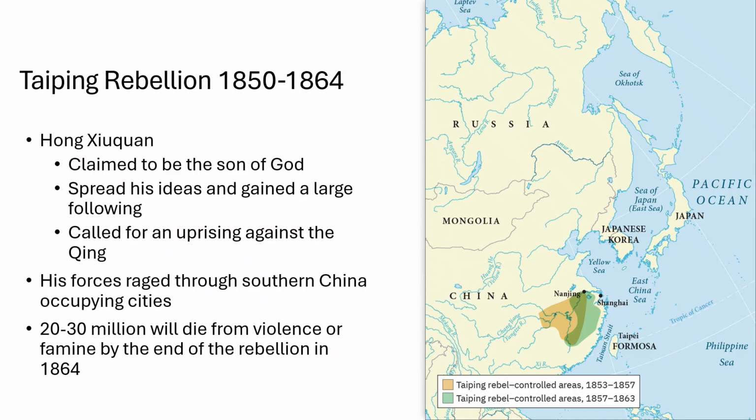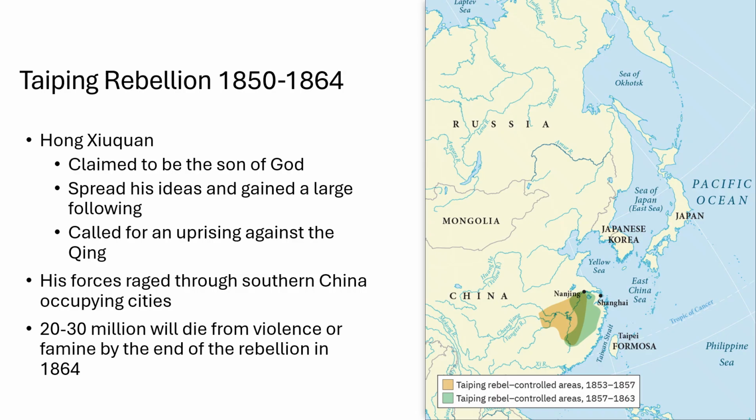During the Second Opium War, the Chinese were also dealing with an uprising that lasted 14 years throughout China called the Taiping Rebellion. It started in 1850 and ended in 1864, and this further weakened the Qing dynasty when they were trying to fight the Second Opium War.